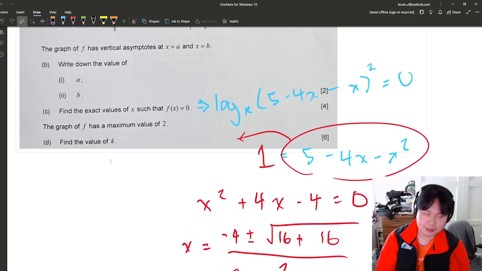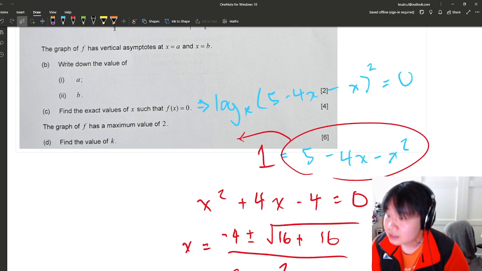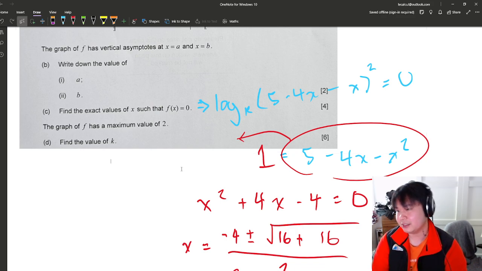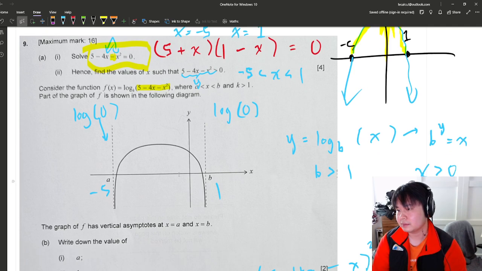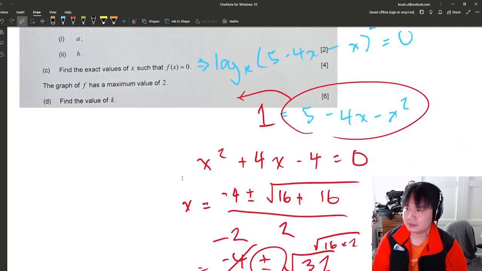It's a maximum value. What could we do? Because it's a maximum, okay, let's just do calculus. Is that the best way? I don't really want to do calculus. Okay, I'll show you 2 ways.